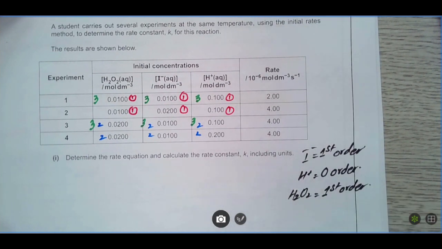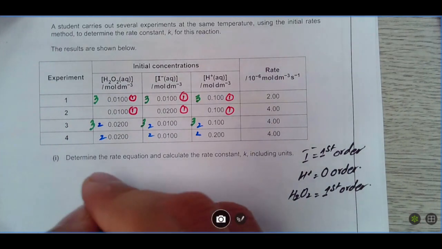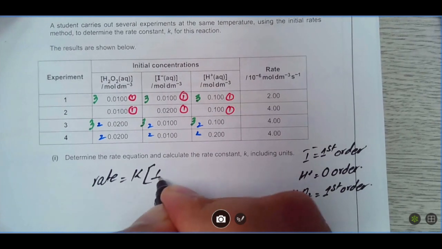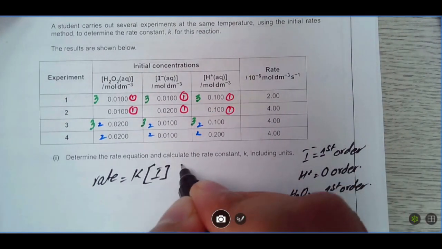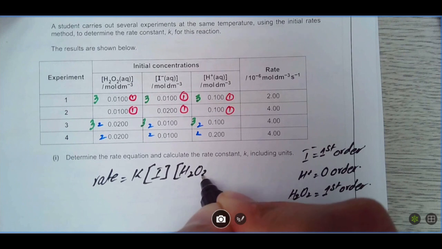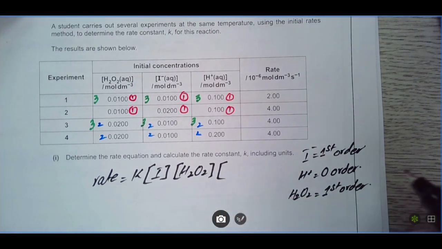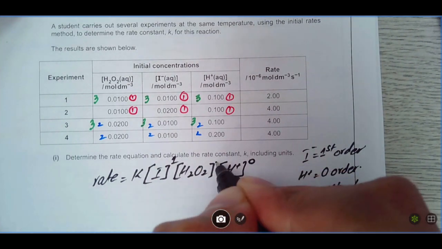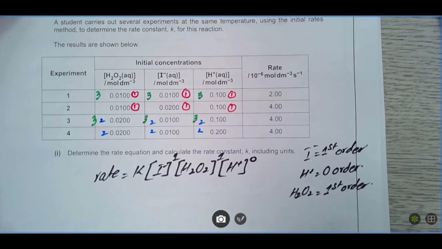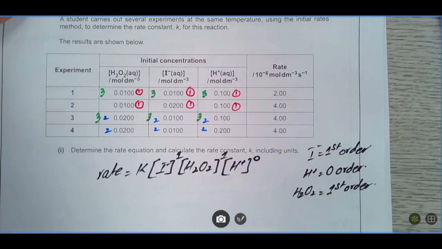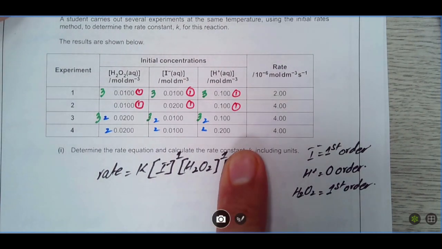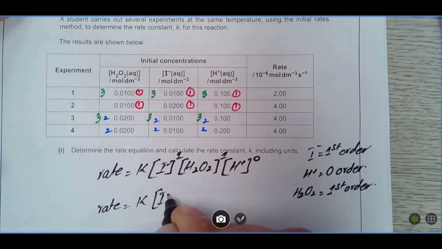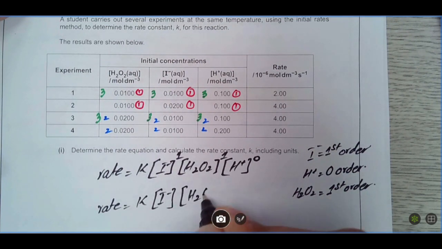I can then say my expression for the rate will be K times [I minus] times [H2O2]. I can write down [H plus], and I'll put 0 on top; here I'll put 1, here I'll put 1. Are we happy with that? And then we know from maths, anything to the power of 0 is always 1. So I can get rid of this. My rate expression will now be equal to K times [I minus] and [H2O2].